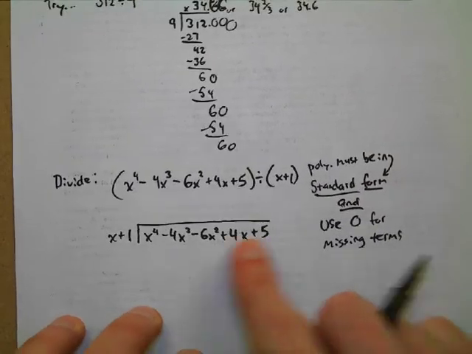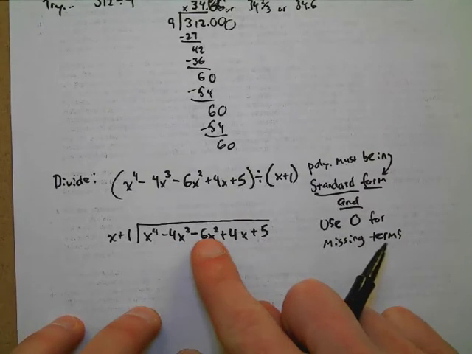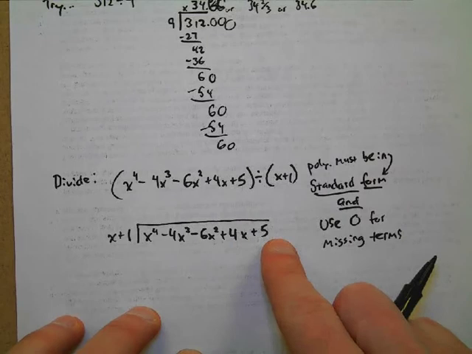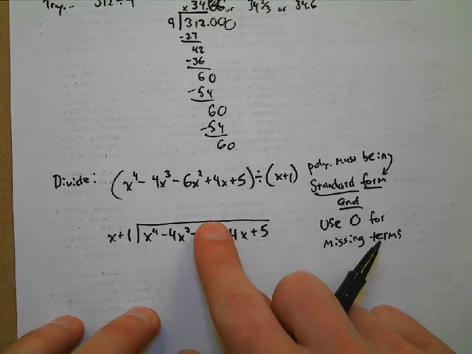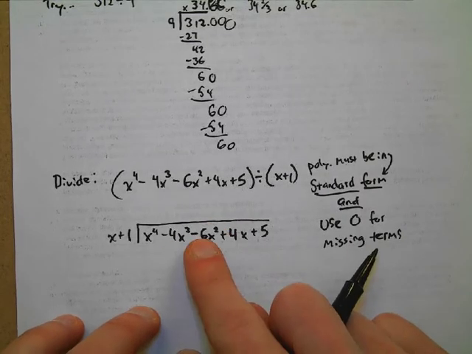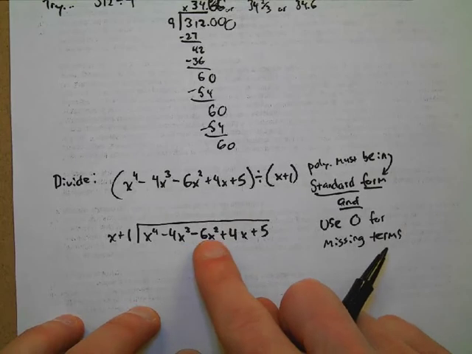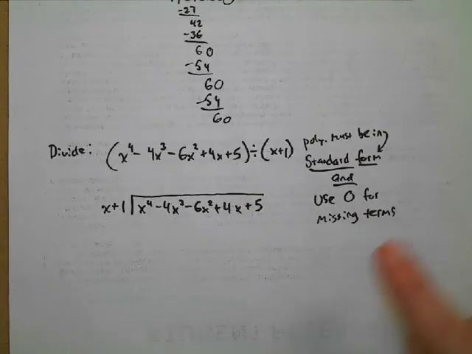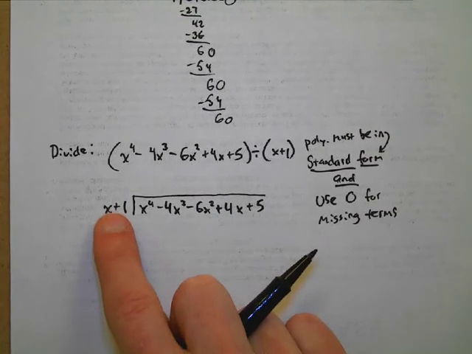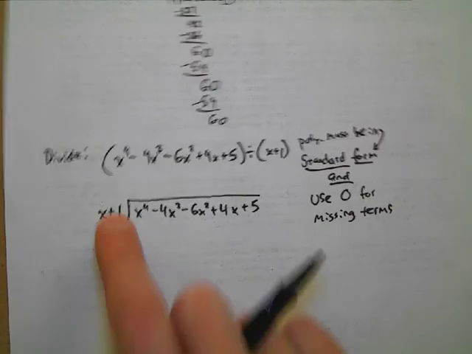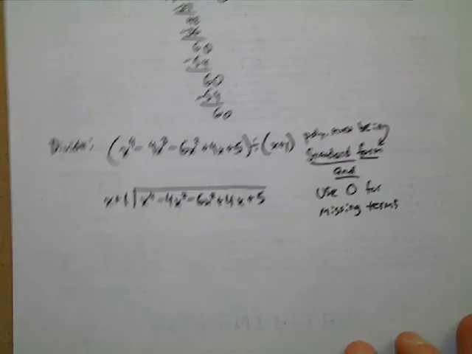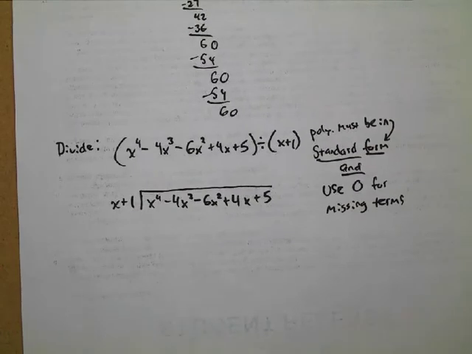It goes from x to the 4th to x cubed to x squared to x and then to my number. Okay, but if this polynomial didn't have an x squared term, I would need to put a plus 0x squared in there, and I'll show you what I mean by that. It's called a placeholder, right? You need that for the algorithm to work. If you don't put a placeholder in, the algorithm will get messed up. Same thing is true right here. If your divisor was missing a term, you want to put a 0 in for the placeholder because otherwise it will mess up the algorithm.